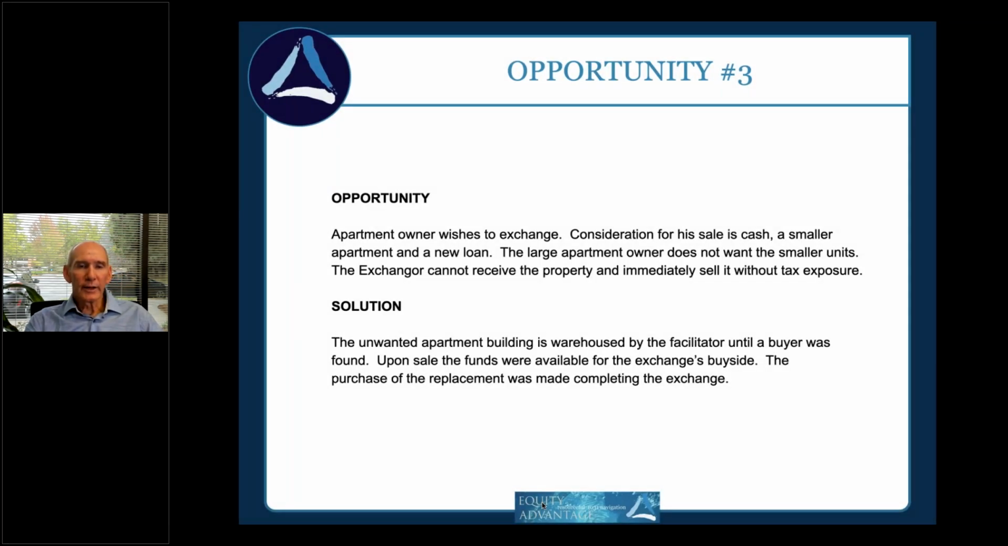Example here, just consideration for cash, smaller property. So this is warehousing. This is a transaction where people gave up property and a property came into us. So cash on the sale, and they took the other smaller units as partial consideration.